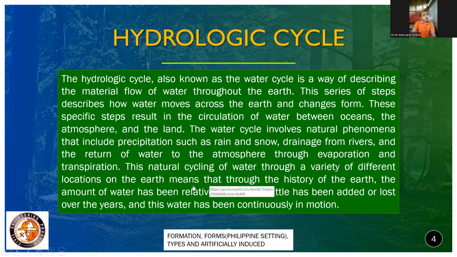So when the water evaporates from the surface and the ocean, it will produce natural water, right? It is just the cycle itself. This natural cycling of water through a variety of different locations on Earth means that through the history of the Earth, the amount of water has been relatively constant. Little has been added or lost over the years, and this water has been continuously in motion.